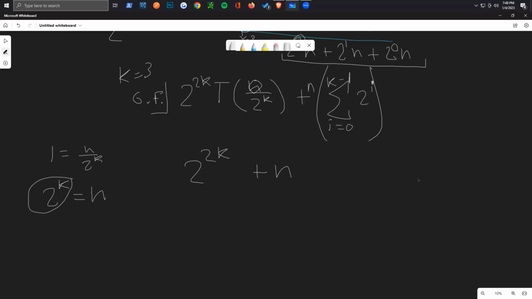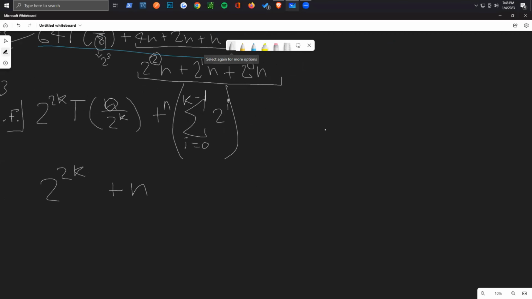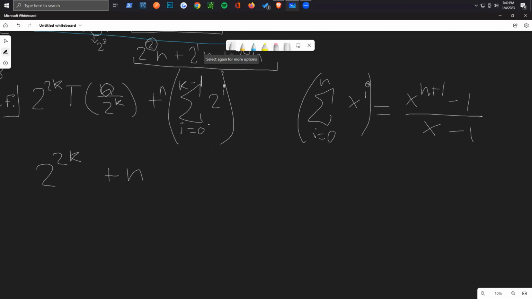So let's think about it. We have the summation formula. Again, this is the magic formula that you guys should write down. I don't know why they don't give it, but let's just write it down again. The sum of x to the i, i from 0 to n, is equal to x to the n plus 1 minus 1 all over x minus 1. So this is a magic formula. And we can just substitute things in.